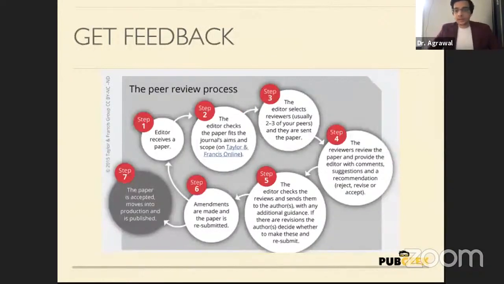So one great aspect of the peer review process is that even if your article is rejected by the editor after the reviewer comments, you will still get some expert feedback on it. This will allow you to amend your article before submitting it to another journal. The process that most journals follow is the editor receives the paper, checks the paper, sees that it fits the aims and scopes. He selects a few reviewers, usually 2, 3 of your peers. The reviewers then review the paper, provide comments and suggestions, and say whether they should reject, revise, or accept the paper. Editor checks the reviews, sends them to the authors with any additional guidance.